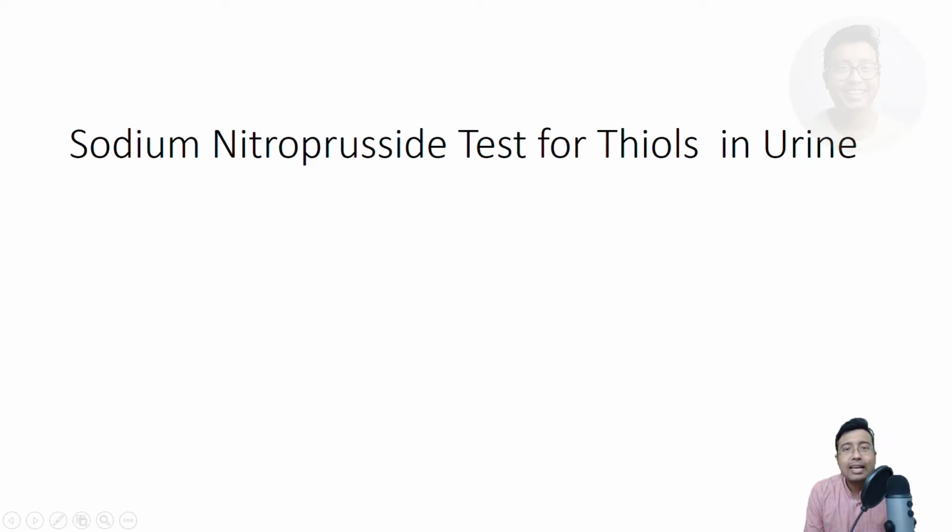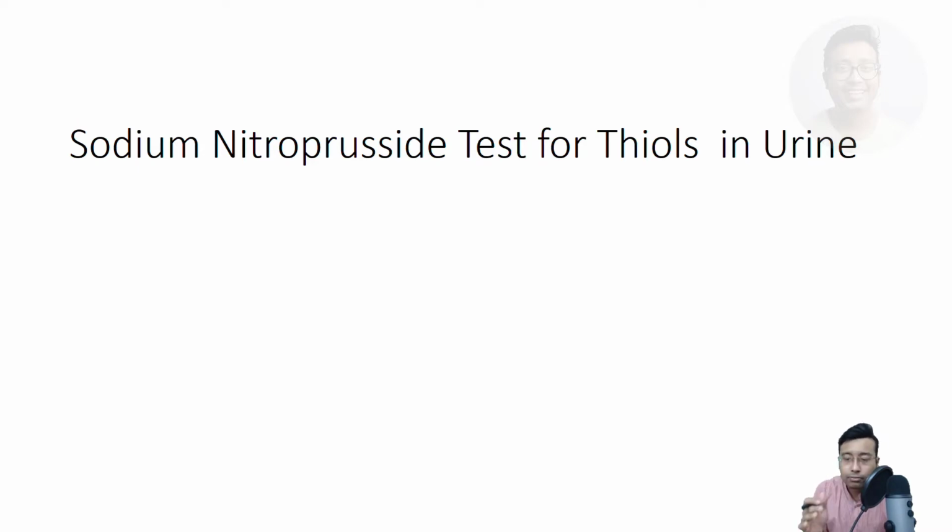Hello students, as the title says, this video will be talking about the sodium nitroprusside test for diagnosis of thiols in urine. These thiols may come from any sulfur containing amino acid like cystine, cysteine or homocysteine, mainly in case of amino aciduria in a urine sample. However, with this specific test you can actually detect the presence of thiols in any compound for that matter.